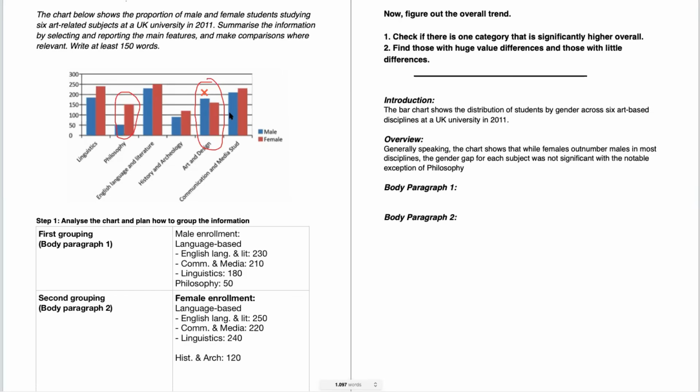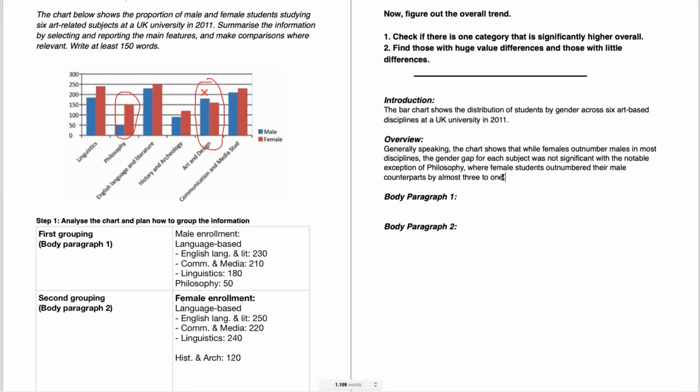We saw that females outnumbered males for the most part everywhere except for art and design, which I will talk about when we get to males. But we see here the gender gap for each subject was not significant, except for this notable difference that we looked at in the overall trend step of philosophy. So I'm just going to add on here about philosophy. I'm going to say where female students outnumbered their male counterparts by almost 3 to 1.